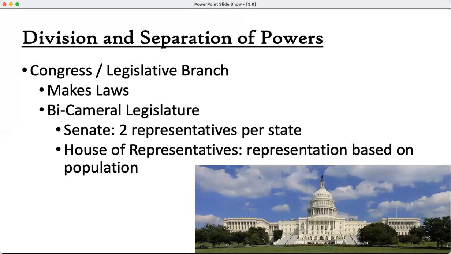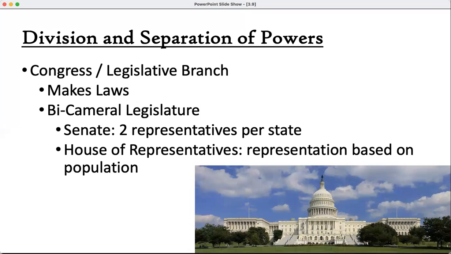All right, Article 1, the legislative branch. Section 1, Congress makes laws. Section 2, the House of Representatives. Section 3, the Senate. Section 4, elections and meetings of Congress. Basically, states control their own elections. Congress has to meet at least once a year. Section 5, rules of procedure for Congress. And it simply says Congress makes its own rules.